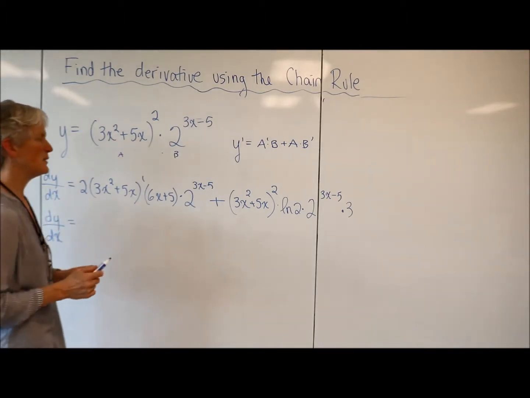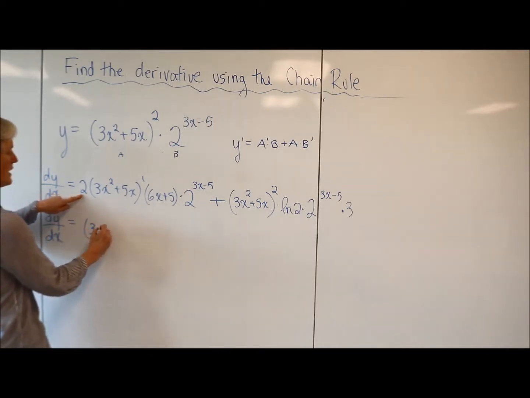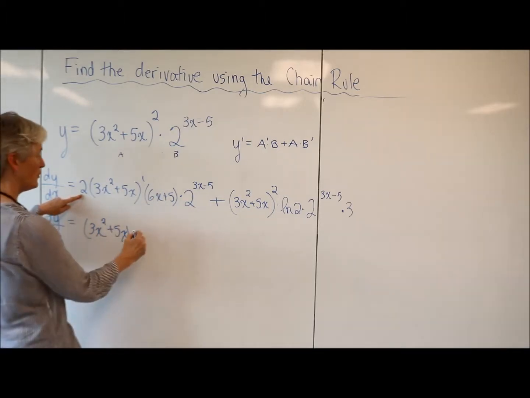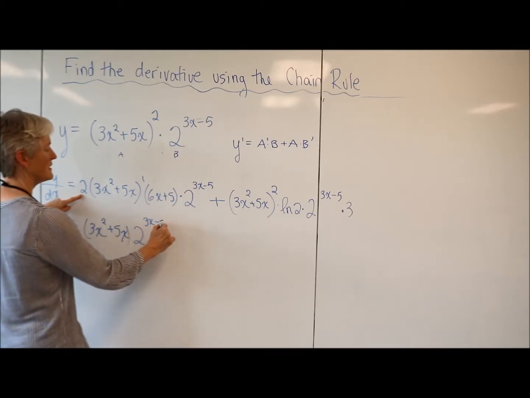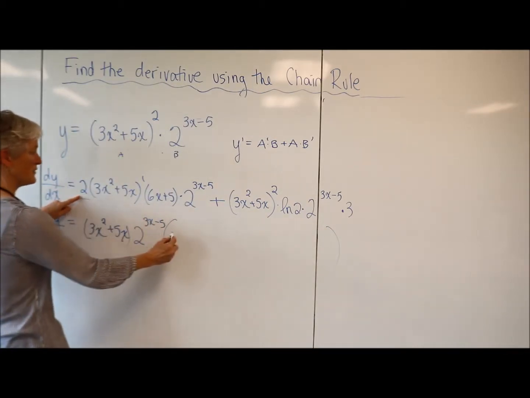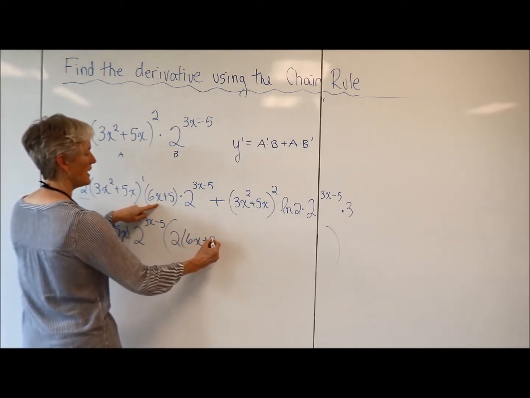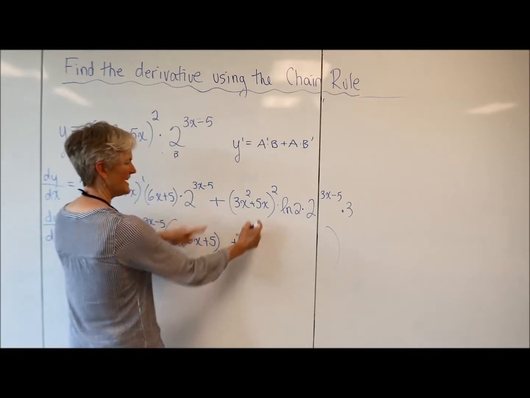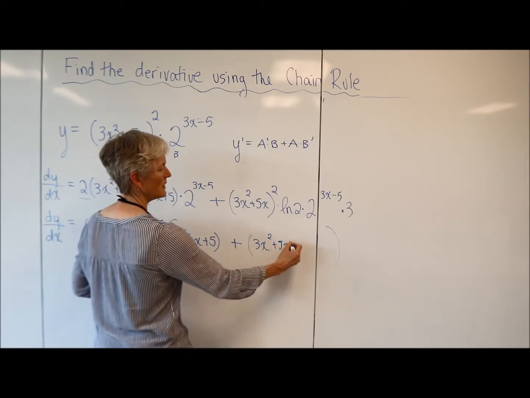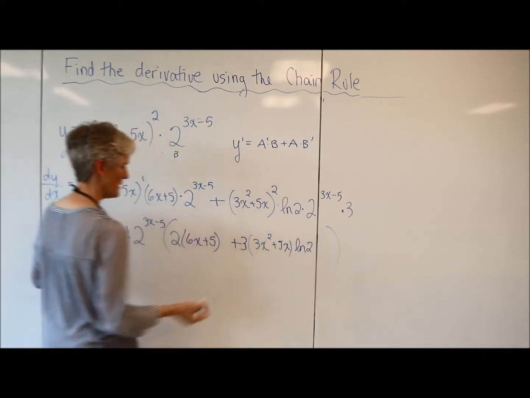Sometimes in scenarios like this, we actually factor. So let's see, they have a 3x squared plus 5x in common. They have a 2 to the 3x minus 5 in common. Big parentheses for all the leftovers from this first term. I have a 2 left over. That's gone. I have a 6x plus 5 left over. Plus, in the second term, I have a 3x squared plus 5x left over. I have a natural log of 2 left over. And I have a 3 left over.